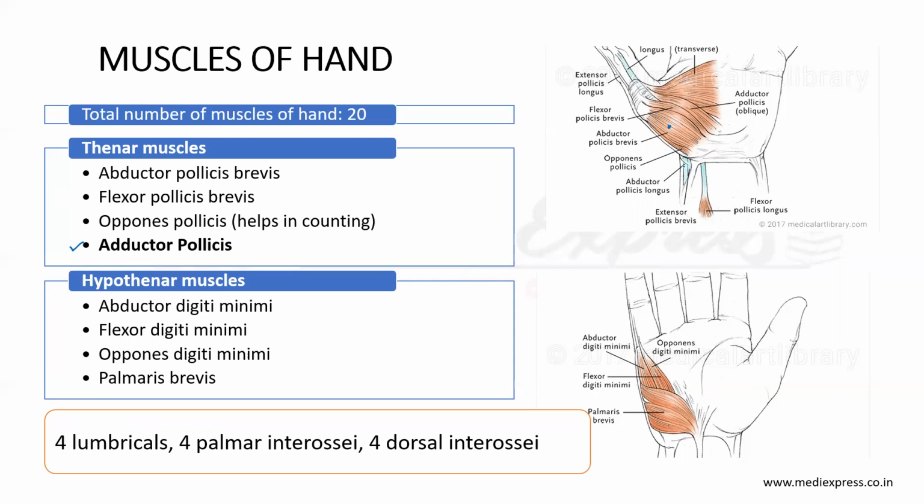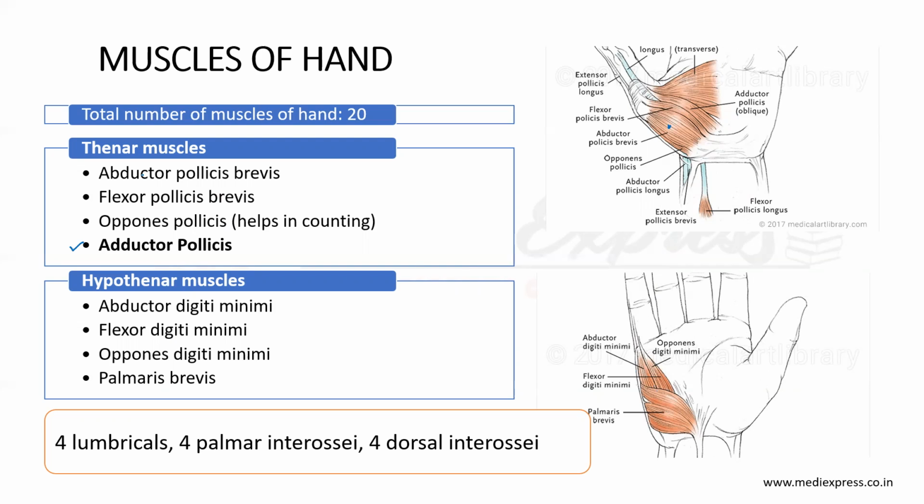Now you can see over here there is a muscle, the adductor pollicis, that goes over here. This is the one. Next is the hypothenar muscle. In the hypothenar muscles, the separate one which we have is the palmar brevis. You can see this particular muscle is the palmar brevis.